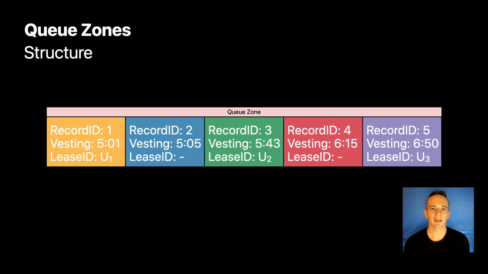Each record in CloudKit has a record ID. In a queue zone, each record also has a vesting time and a lease ID. The vesting time is the time at which that record becomes visible for dequeue and pick operations. This is useful for submitting items that need to be available at a later time rather than immediately.